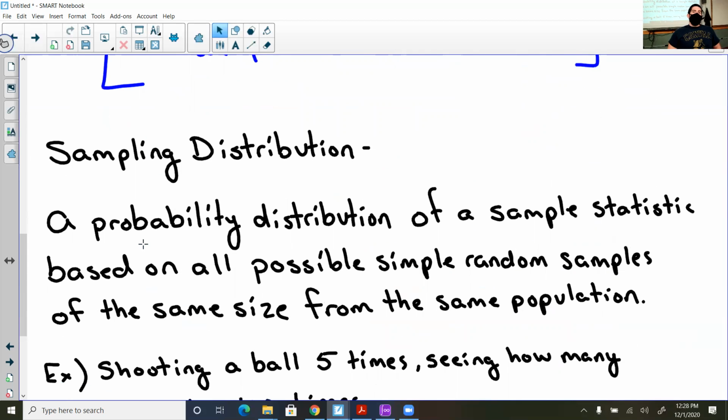Now, the big vocab word of this section is a sampling distribution. A sampling distribution is actually what you guys are doing at home with your activity that you're measuring. It's a probability distribution of a sample statistic based on all possible simple random samples of the same size from the same population. So what I've asked you guys to do is to do something.